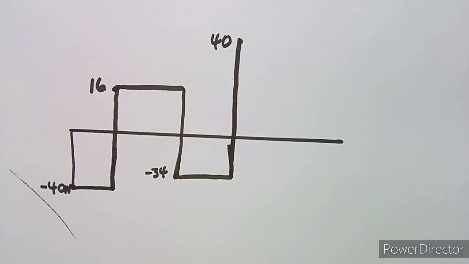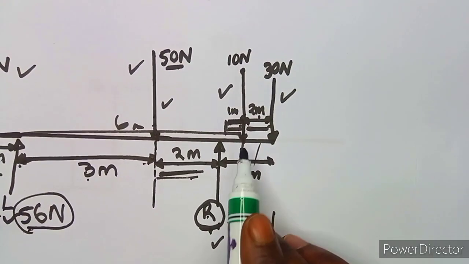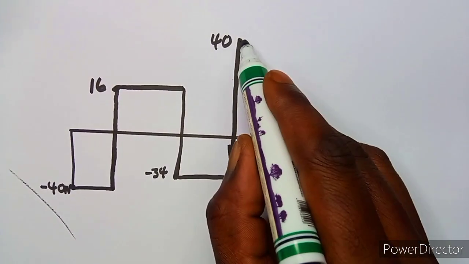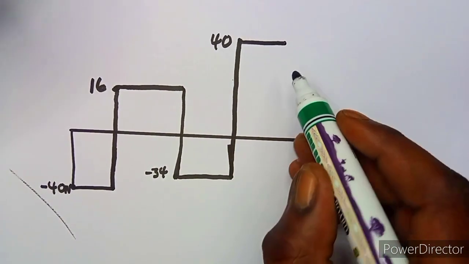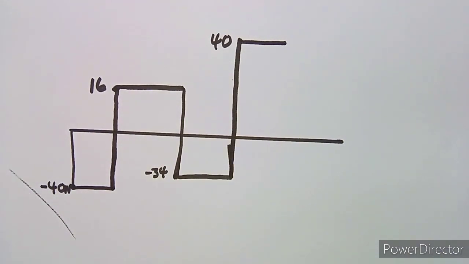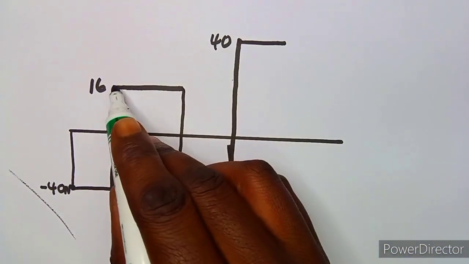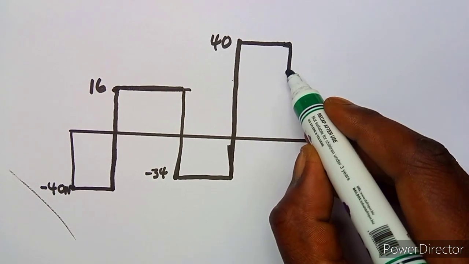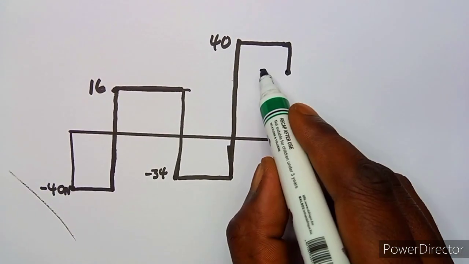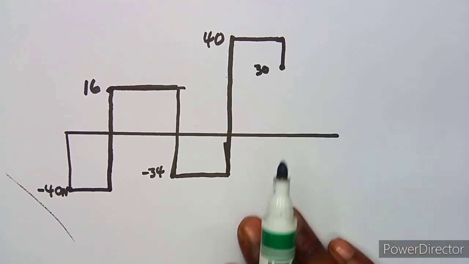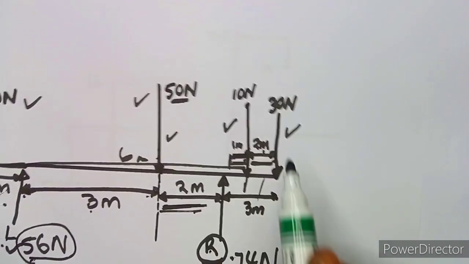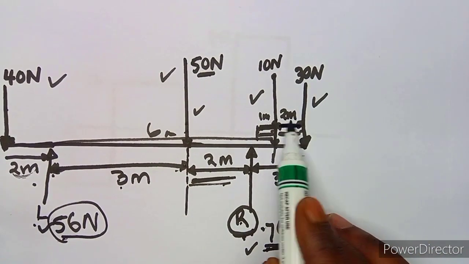Okay. Then what happened? There is a movement of 1 meter, then 10 newtons downward. So you're going to move like this, 1 meter. Then 10 newtons downwards, which means it's 40 minus 10, which is 30. So 30 is still above 16. So 30 can be somewhere here above this 16. So this is your 30. Exactly, that's a 30. Then there's a distance of 2 meters in between.